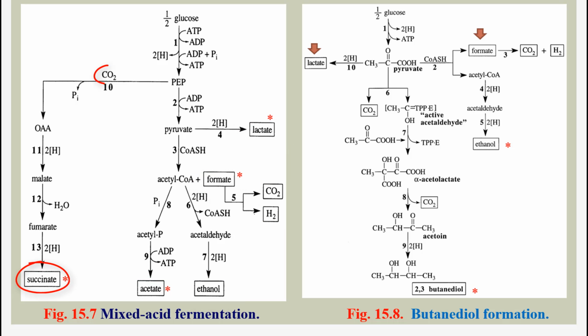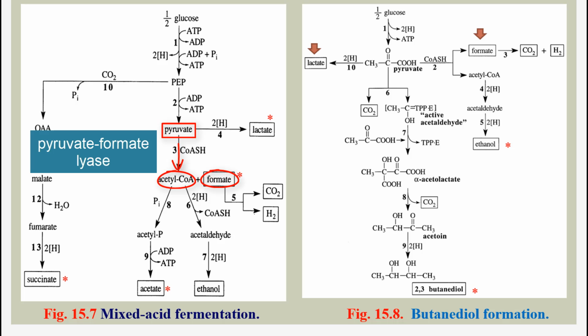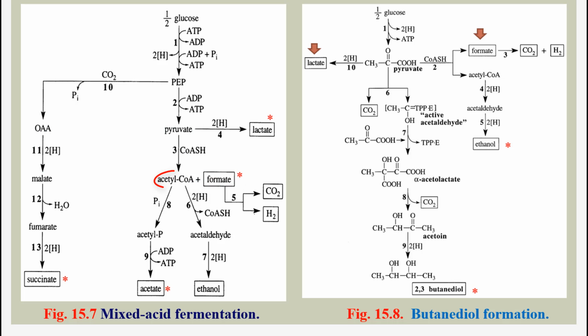Succinate is made from carboxylation of phosphoenolpyruvate to oxaloacetate, followed by 2 reductions. Lactate, acetate, ethanol, and formate are made from pyruvate. The formation of lactate from pyruvate is simply a reduction reaction. Pyruvate is also decarboxylated to acetyl-CoA and formate by means of the pyruvate-formate lyase. The acetyl-CoA can be reduced to ethanol or converted to acetate and ATP via acetyl phosphate.